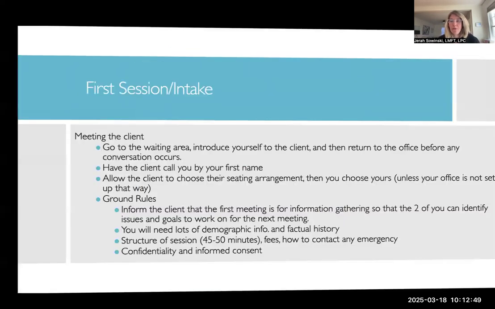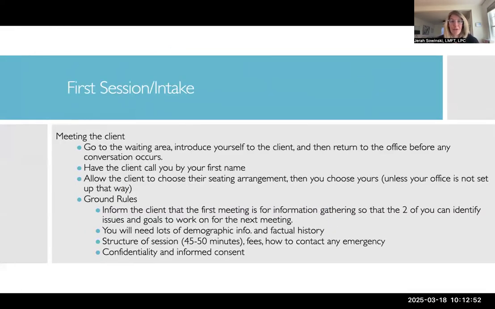Next we will jump to what we are going to do in that first session. What are our goals? What are we looking to accomplish? We're going to go out to the waiting room, introduce ourselves to the client, and then bring that client back. We don't have any conversation in the hallway, just to avoid any confidentiality issues. Have the client call you by your first name, and that's really important in terms of building rapport. Then let them come into the office and choose their comfortable seat, whether that's a chair or a couch. We're also going to go over the ground rules.